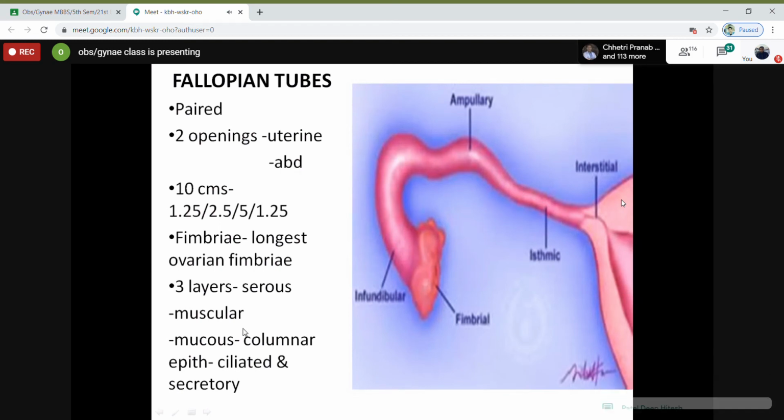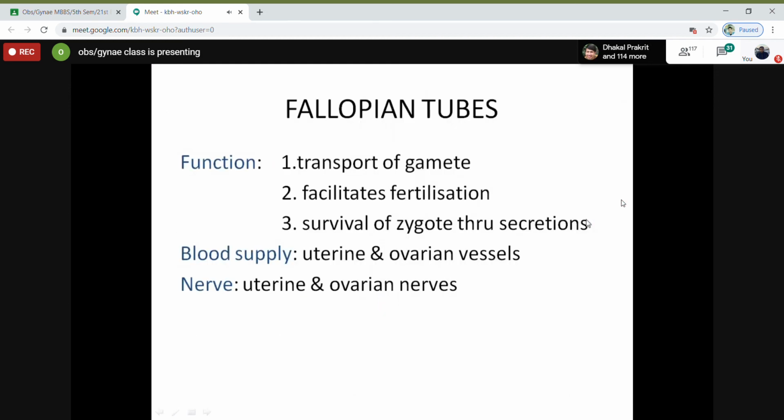And it secretes also. So why is this secretion important? For the ovum. The ovum needs nutrition. So this secretion helps in nutrition for the fertilized embryo also, until it reaches the endometrial cavity for implantation, it has to give it nutrients.